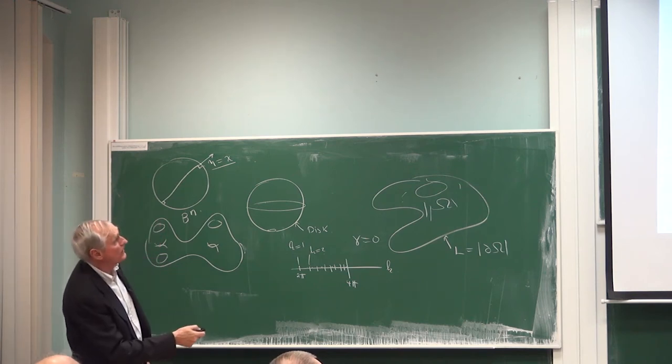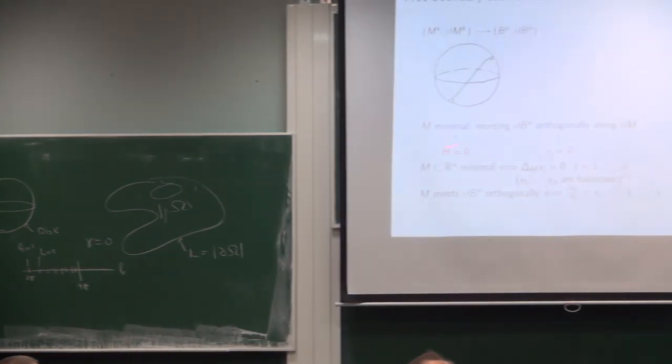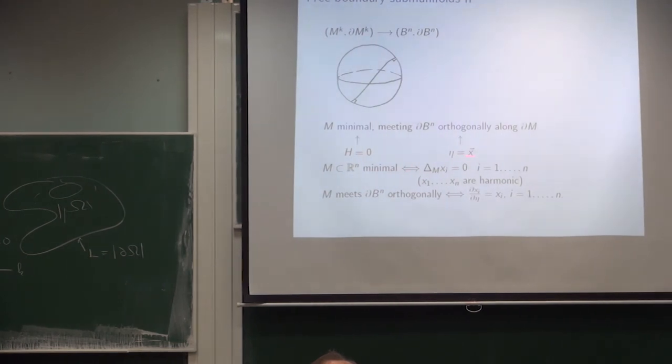Okay, and I have some more pictures here. So again, the requirement is that M is proper in the ball, so the boundary of M goes to the boundary of the ball. And the minimality condition, H equals zero, is equivalent to saying the coordinate functions are harmonic, and then the outward normal is the position vector, and so the orthogonality condition at the boundary is precisely the statement that when I differentiate the coordinate functions in the direction of the normal, which is the position vector, I just reproduce the coordinate functions. And so any free boundary minimal surface has built in, namely just the coordinate functions, a collection of Steklov eigenfunctions with eigenvalue 1. Okay, so that's the geometric part.